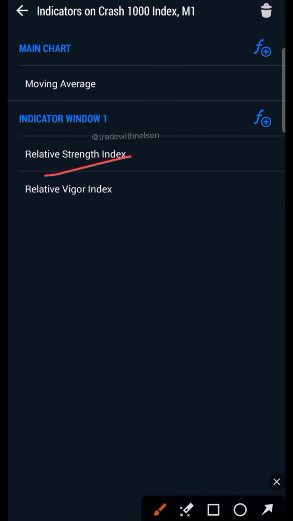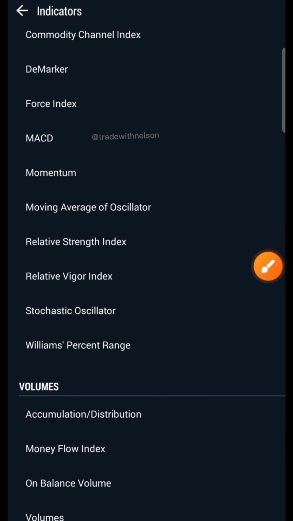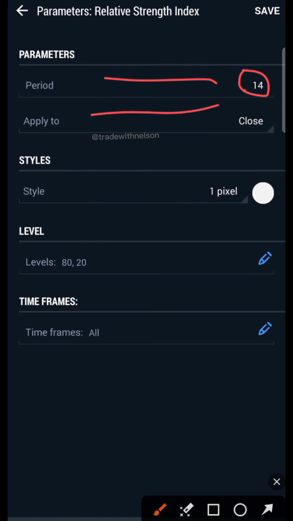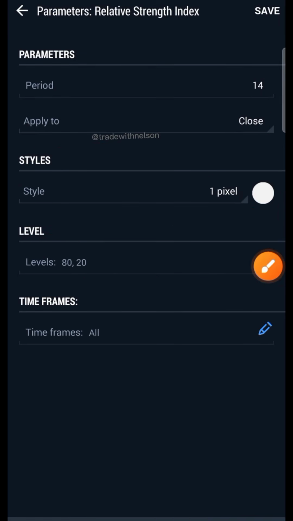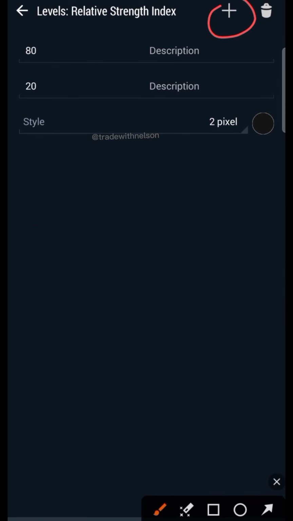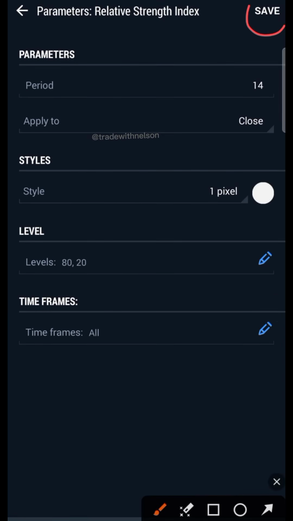For the second indicator, which is relative strength index, click on the F icon on the main chart also. Scroll down a bit, this is relative strength index, click on that, make your period 14, apply to close, style 1 pixel, and select the color of your background, because we don't have any use for this style. Then the main thing we need is the levels. First click on this pen icon over here. Click on the add button, then type 80 and type 20, make your pixel 2 and select color black, or any other color of your choice. After that, you go back, then click on save.